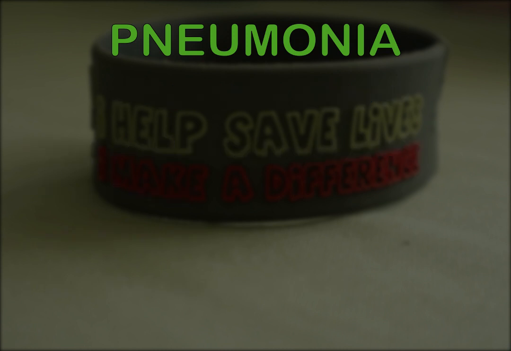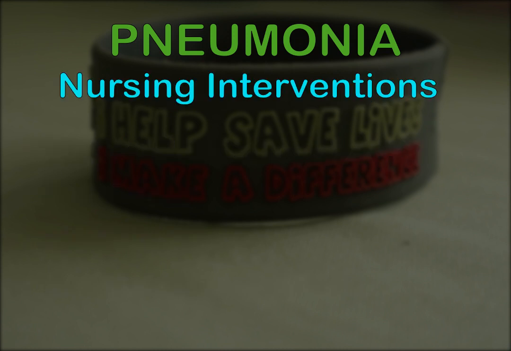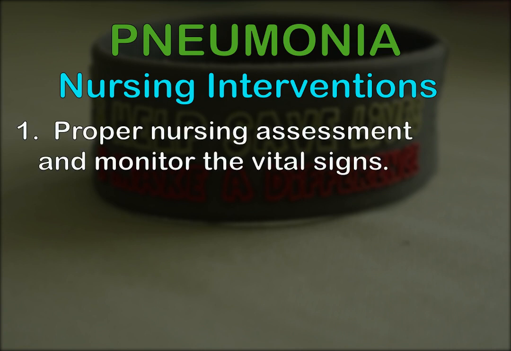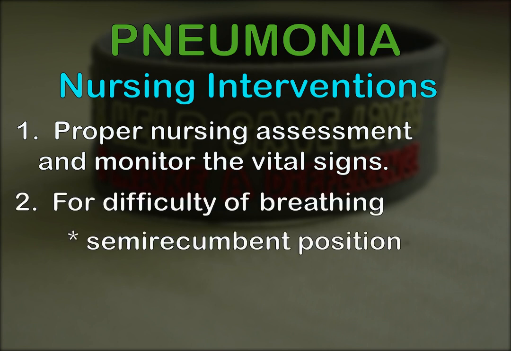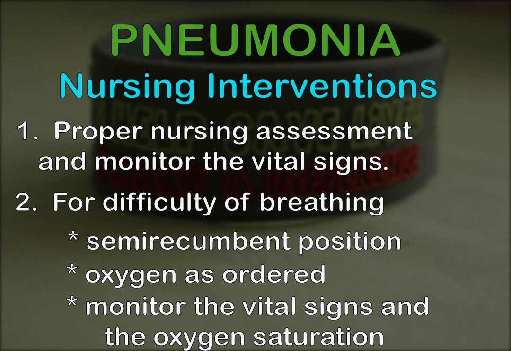Let's now proceed to nursing interventions. Proper nursing assessment and monitor the vital signs. For difficulty of breathing, position the patient on semi-recumbent position, the head and torso at an angle of 45 degrees. Give oxygen as ordered by the physician. Monitor the vital signs and the oxygen saturation of the patient with the use of a pulse oximeter.